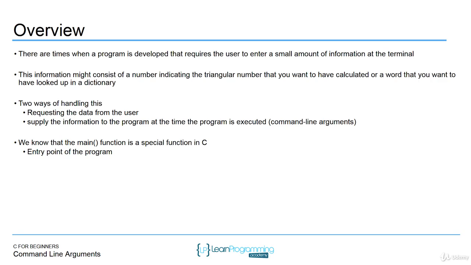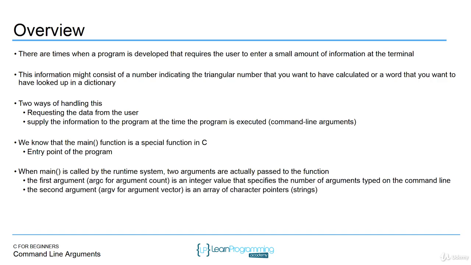And so we already know that every C program has a main function. This is a special function. It's basically the entry point of the program. It's also special because it can be used to get command line arguments. So when main is called by the runtime system, two arguments are actually passed to this function, command line arguments. The first one is the argument count. How much data is being passed to the program? It's an integer value. It specifies the number of arguments typed at the command line.